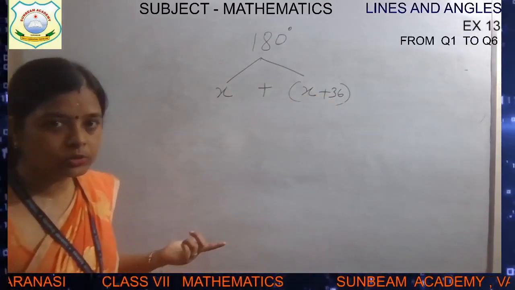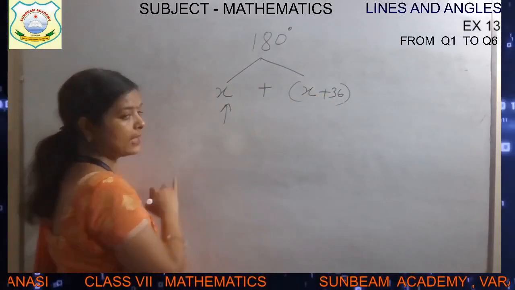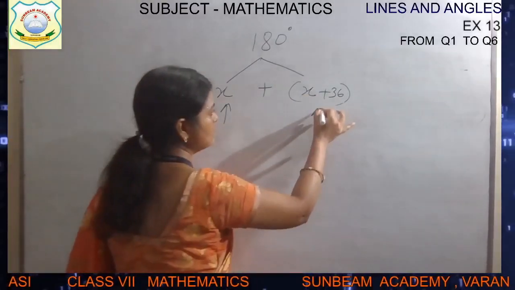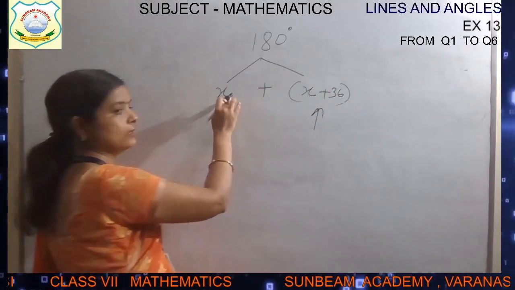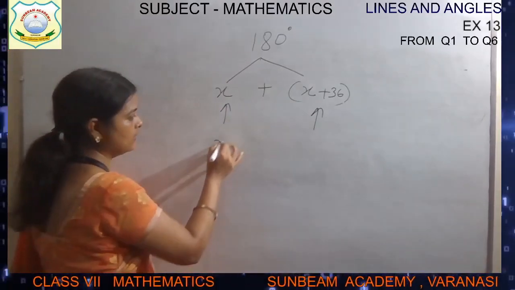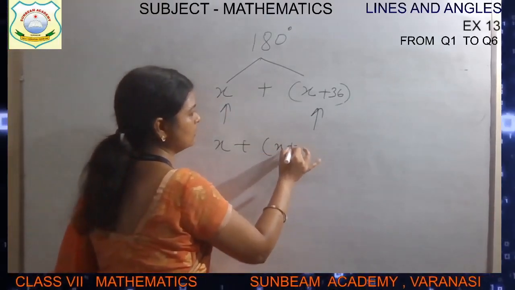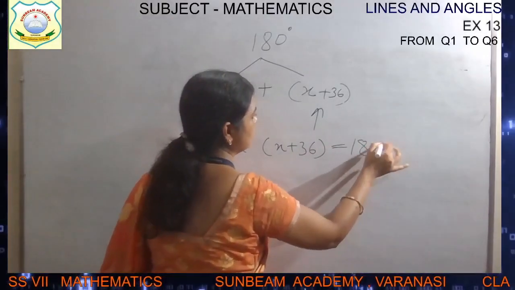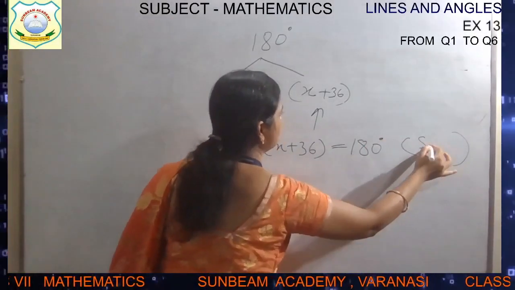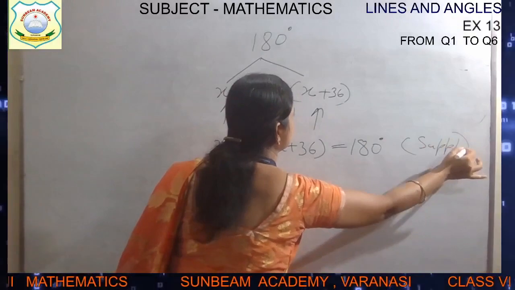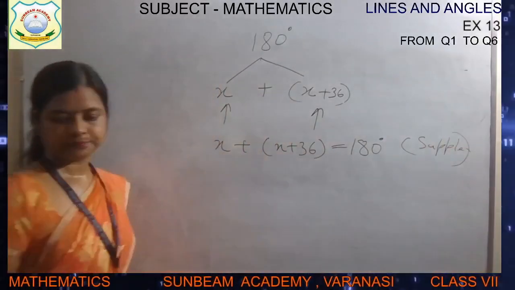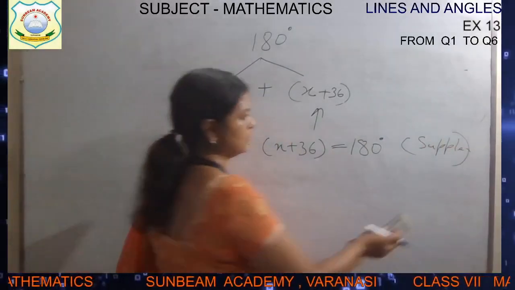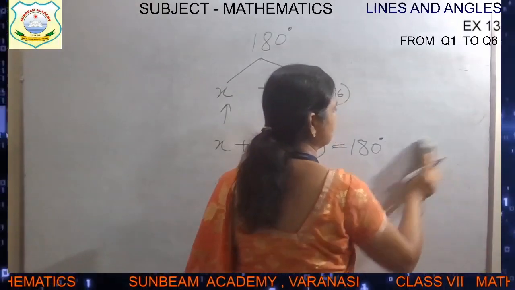So what are those two angles? One angle is x and the other angle is 36 more than the first angle. And their sum will be equal to how much, children? Their sum will be equal to 180. Why 180? Because of supplementary angles. You will write here, because of supplementary angles. Write down properly, children.